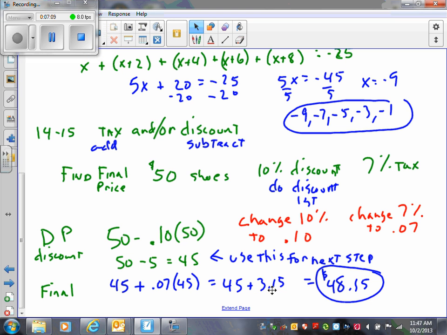It's money, so we go to 2 decimal places. And that gives us $48.15. If you have just a discount problem, then you do just the discount part. If you have just a tax problem, you do take your original price, change your tax to a rate, and do that. Add. If you have both, do the discount first, then the tax.